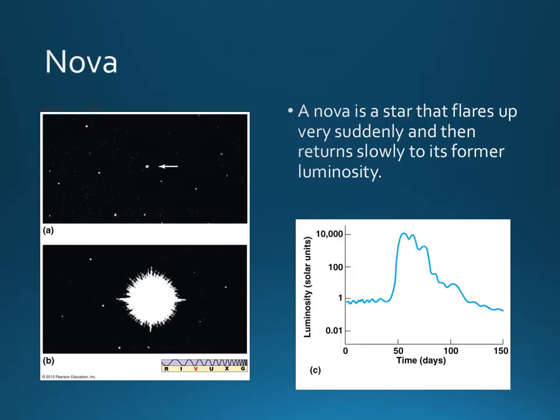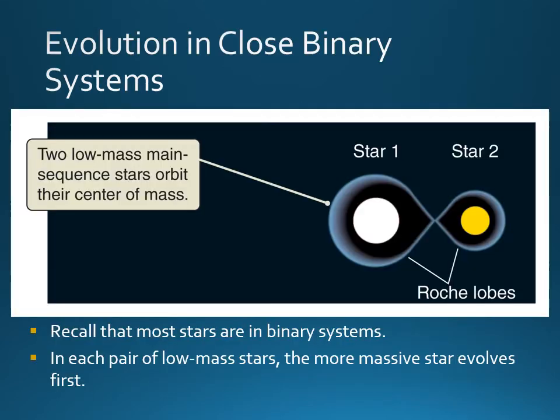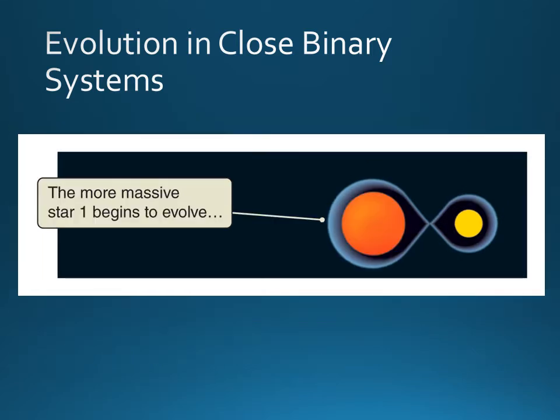Nova means new star. A nova is a star that flares up very suddenly and then returns slowly to its former luminosity. Recall that most stars are in binary systems. Here, two low-mass stars orbit each other about their center of mass. In each pair of low-mass stars, the more massive star evolves first. The more massive star will become a white dwarf before the less massive star.